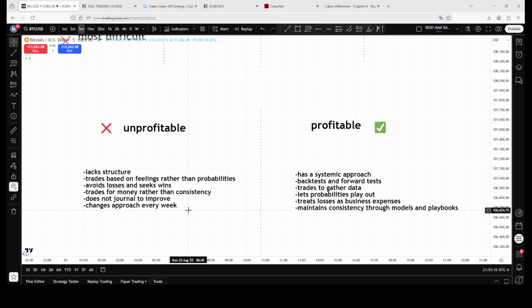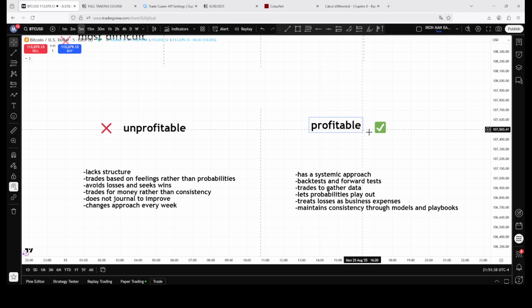So it's the same thing with the trading approach. You want to have a system that has a statistical advantage, and then you just play that advantage over and over and over again. You toss the coin over and over and over again, and that advantage is going to play out eventually. So this is for the unprofitable trader.